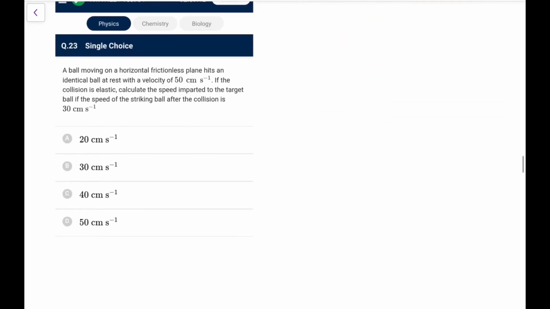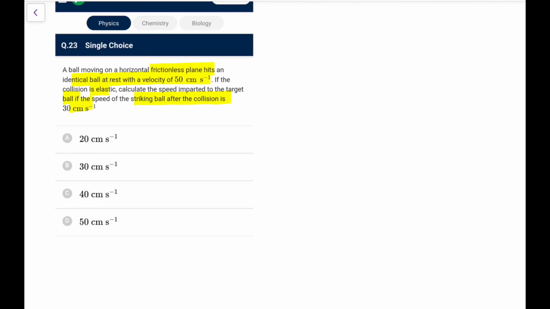Okay, next one. A ball going on a horizontal frictionless plane hits an identical ball at rest with a velocity of 50. If the collision is elastic, calculate the speed imparted to the target ball, if the speed of the striking ball after the collision is 30. Okay, so what you are given: hits an identical ball at rest with a velocity of 50. First of all, it cannot be a 1D collision, otherwise full speed will be imparted. So it might be a 2D one.